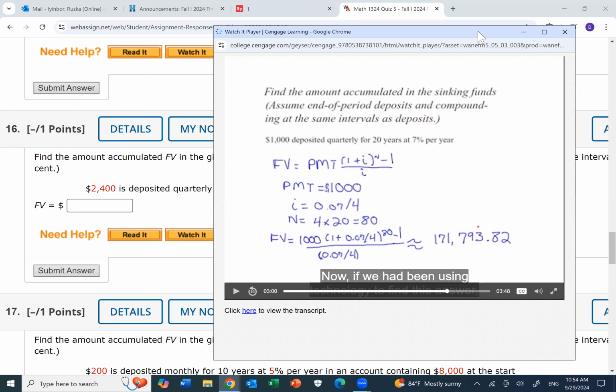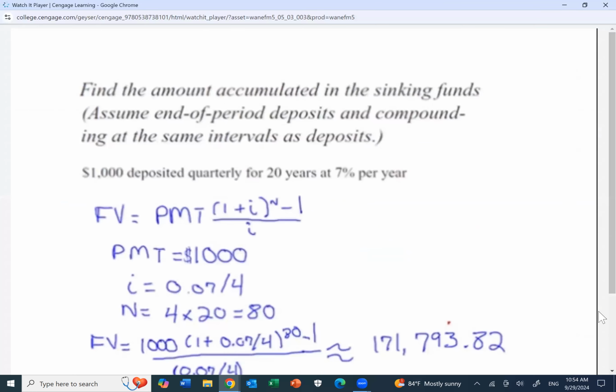So I need to find the future value. They give you deposits of 1,000 in the video; in the example it is 2,400. It's compounded quarterly. Everything is the same, just the numbers are different. What I want to explain here is very important in this video.